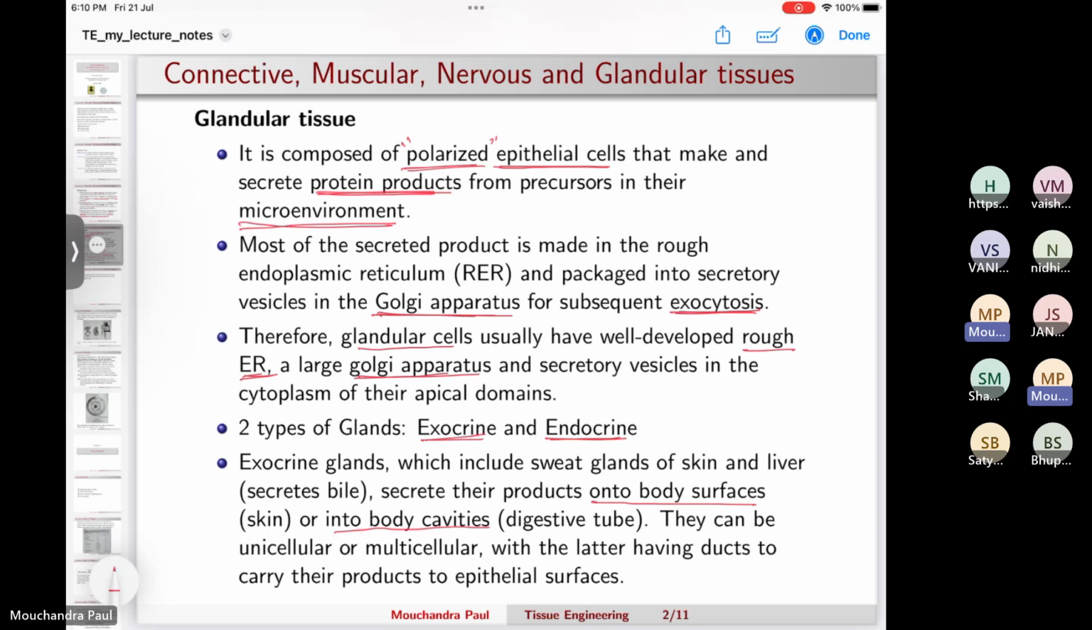And these glands can be either unicellular or multicellular. If they are multicellular, they will have ducts connected to them, through which their products will be transferred to the desired space, like the skin surface or the cavity, our abdominal cavity.